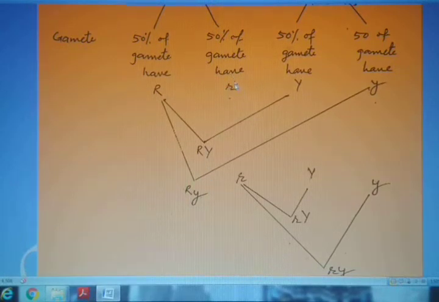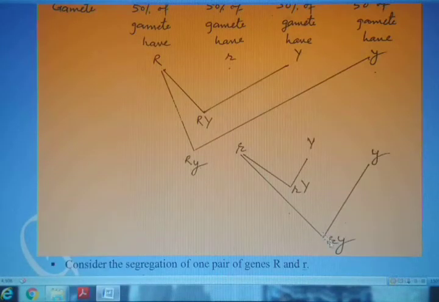I have taken this R down over here so that we do not have any confusion in crossing the lines. The other 50% of the gametes have the recessive gene, small r, for the shape of the seed. When this segregates with the dominant gene for color, capital Y, the gamete will have small r, capital Y, and likewise the fourth gamete will have small r and small y, meaning both genes are recessive.